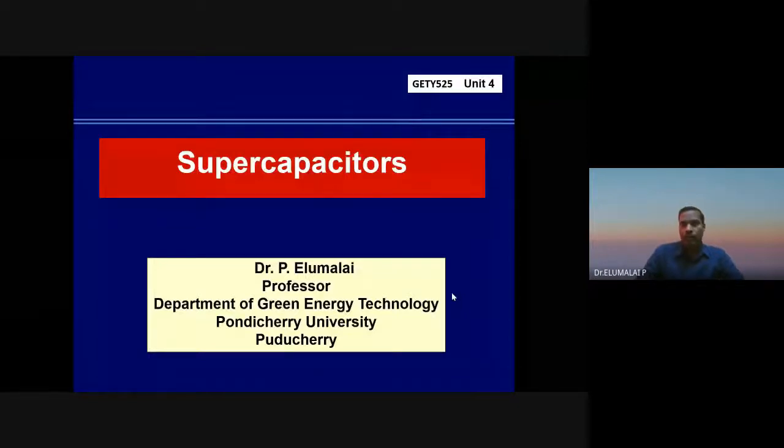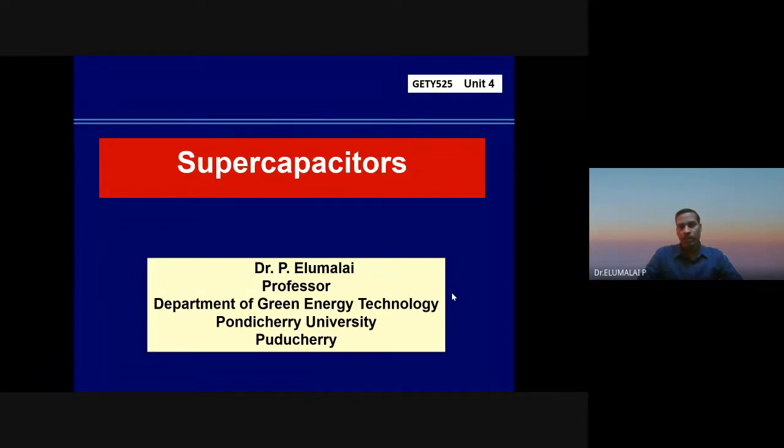Okay, so we have dealt with Unit 1, basics of electrochemical energy conversion and storage. Then we moved to Unit 2, where we had seen primary batteries, details of primary batteries, how they are different from the secondary batteries, what are the options available, and what are the features, components, merits, fabrication, etc.